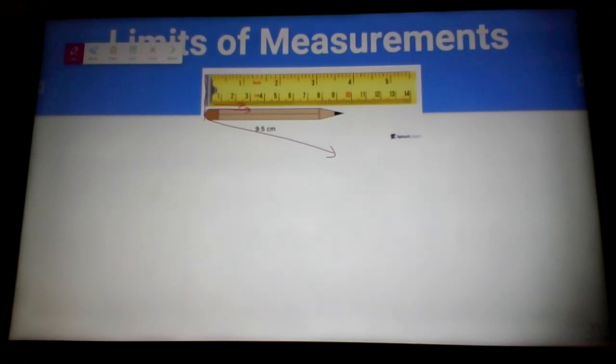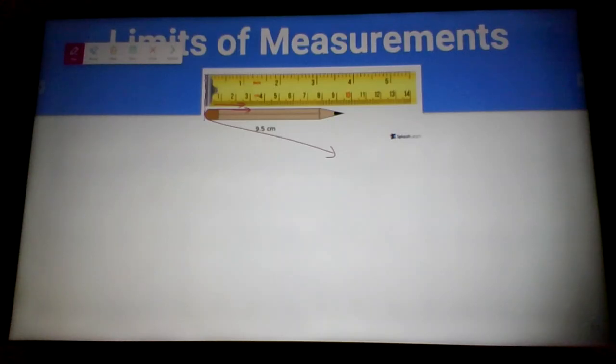Even though they may be factory and machine made, that ruler may be flawed. Over time, things happen. Warping happens to the ruler. That's going to change the exact length, especially if that's a wooden ruler. So there are many limitations.